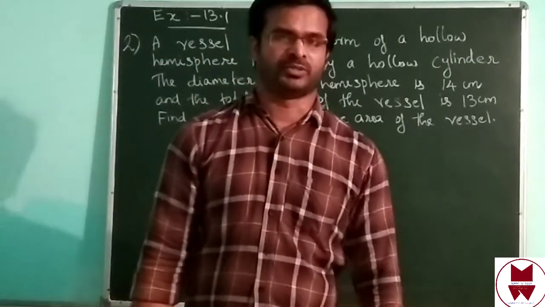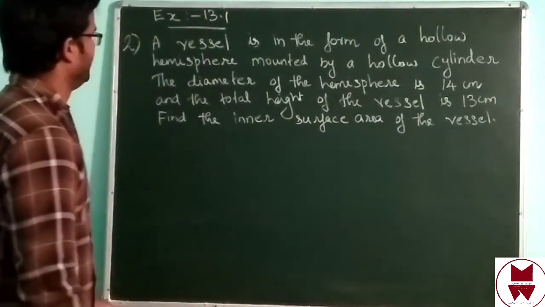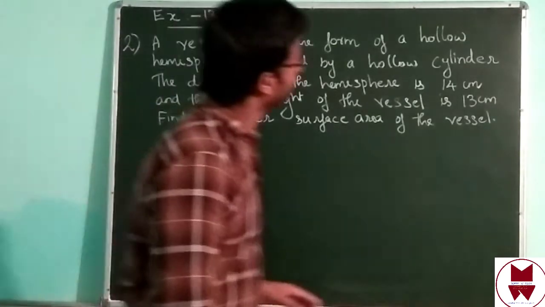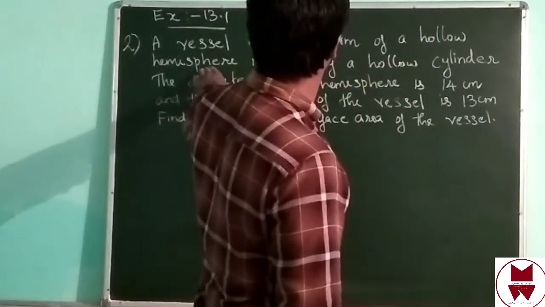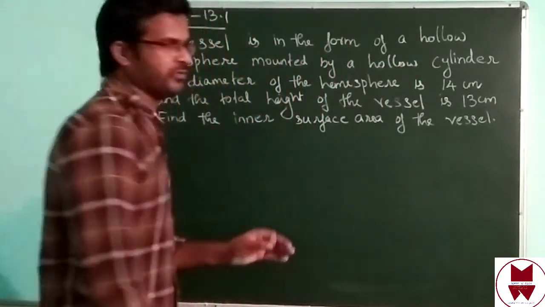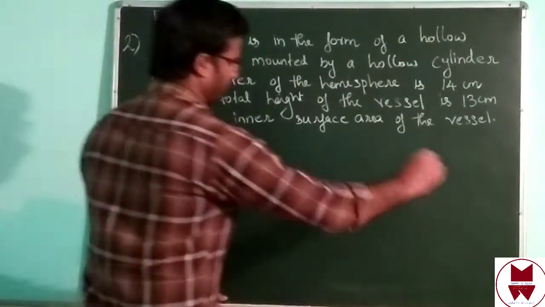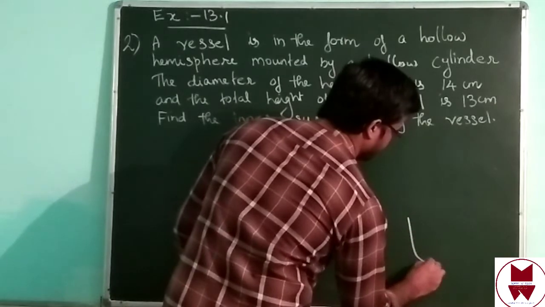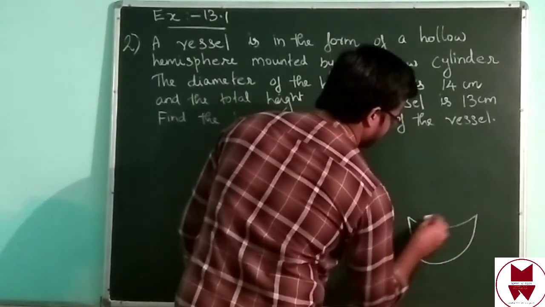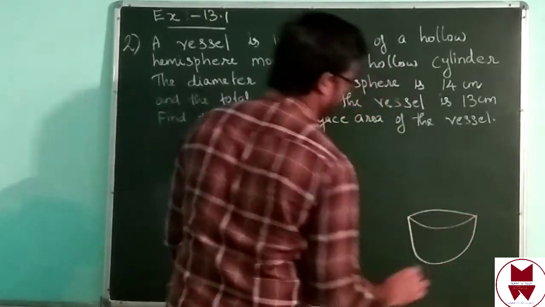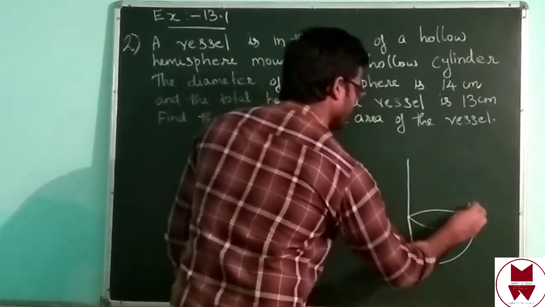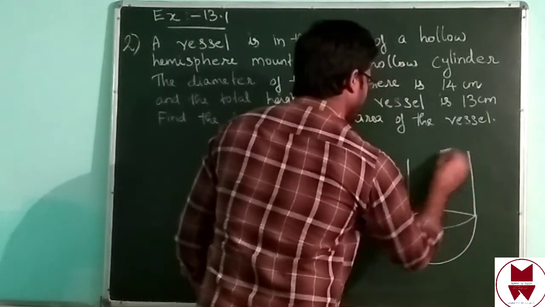Now we can see question number 2. A vessel is in the form of a hollow hemisphere mounted by a hollow cylinder. First we can draw that figure. One hemisphere. It's like one hemisphere. Then mounted by a cylinder.